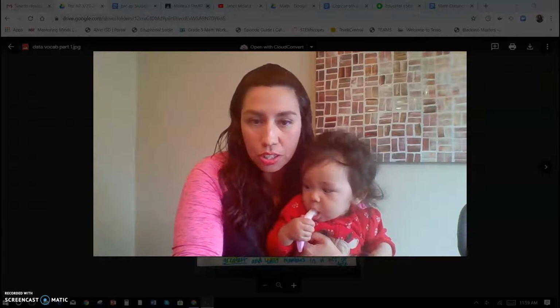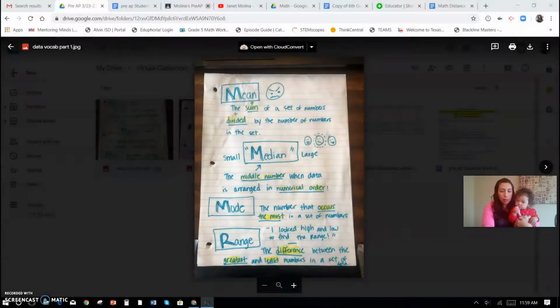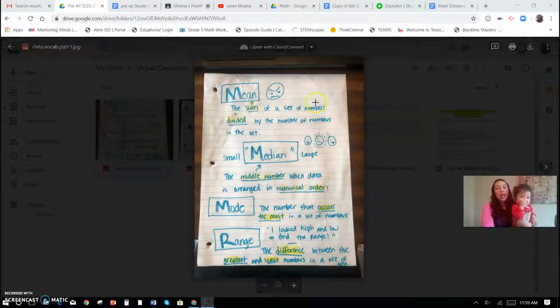Mean. Let's just jump into it. So I'm going to show you what I've prepared. There's my little anchor sheet. Mean: the sum of a set of numbers divided by the number of numbers in a set. So I'll show you in a moment what that means and how to find it.